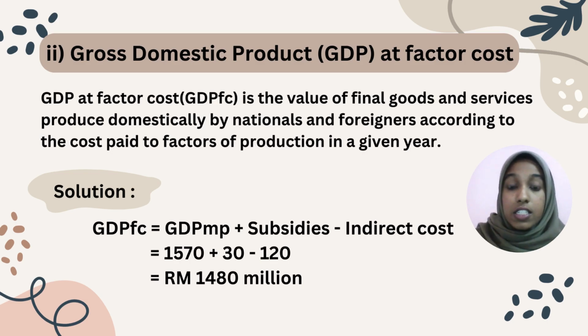The second question requires you to calculate gross domestic product (GDP) at the factor cost. GDP at the factor cost is the value of final goods and services produced domestically by nationals and foreigners according to the cost paid to factors of production in a given year. The formula of GDP factor cost is equal to GDP at market price plus subsidy minus indirect tax, which is 1,517 plus 30 minus 120. So the total value of gross domestic product at factor cost is 1,480 million ringgit.